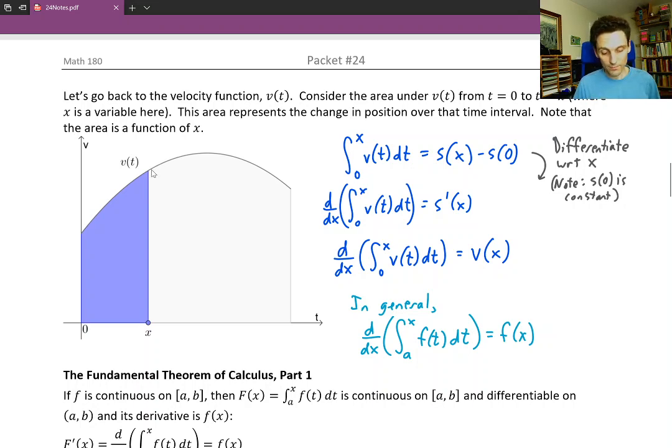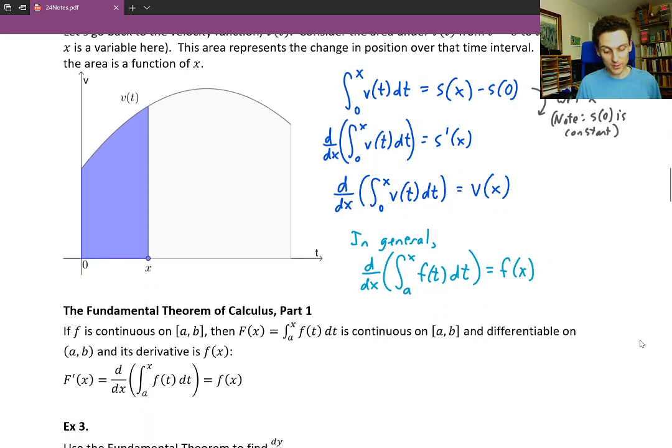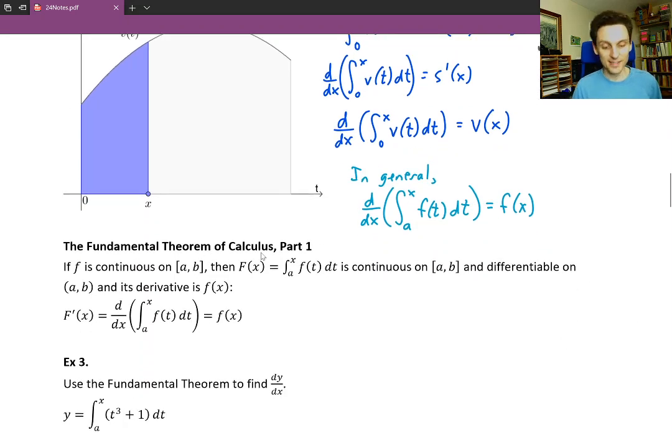Depends on, well, in general, f of x. In this specific case, our function was v of t, or, well, v of x, actually. V of x is the velocity at that x value. And so that gives a little bit of an intuitive understanding of what this is saying right here. And what this is saying is exactly what the Fundamental Theorem of Calculus Part 1 is saying.